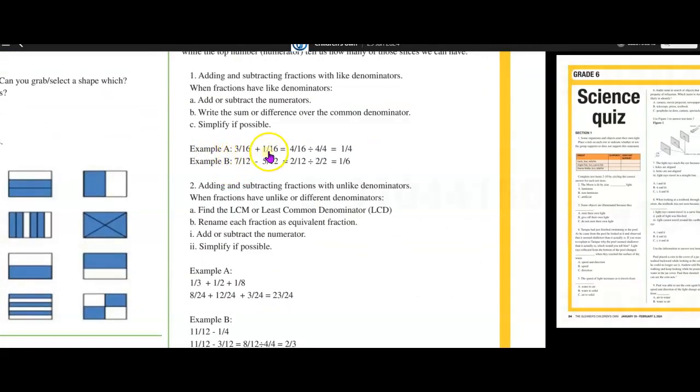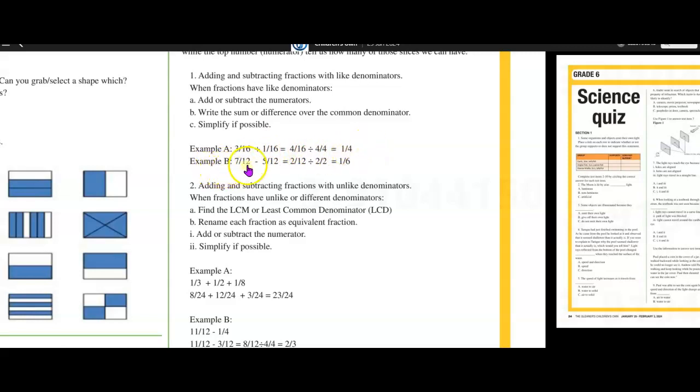Now here's an example. 3/16 plus 1/16 would be equal to 4/16. Now 4/16 can be reduced by dividing both the numerator and the denominator by 4, which would give us 1/4, or a quarter. So 3/16 plus 1/16, we just add the numerators, 3 and 1 would be 4, over 16, or 4/16. 4/16 can be reduced to a quarter.